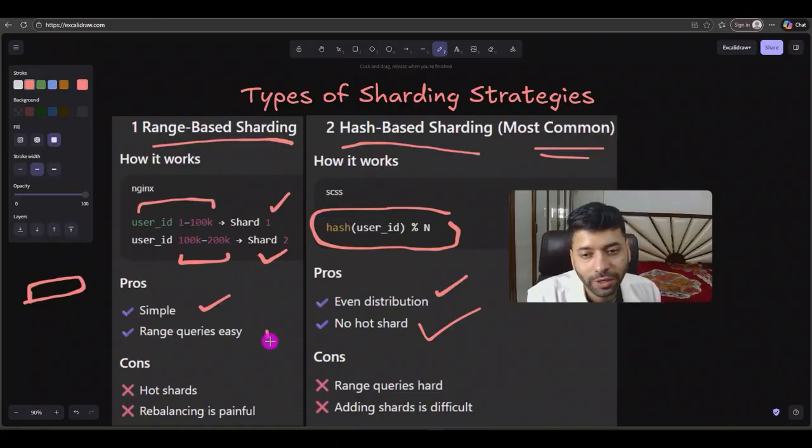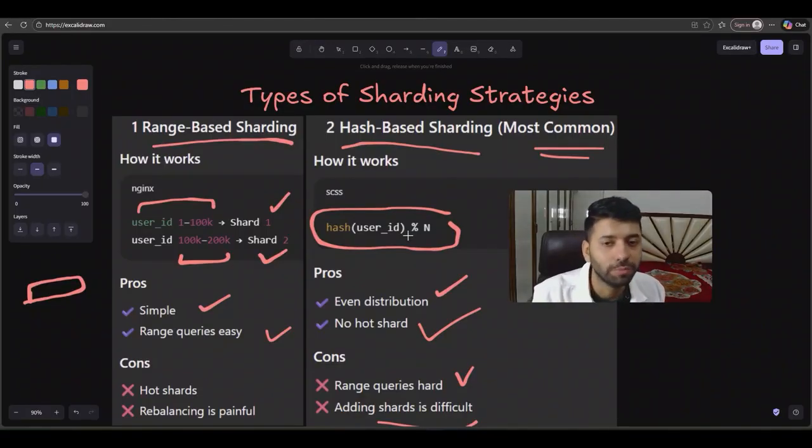But of course, range queries were easy in the first one because it was range based. Here it would be a bit difficult for range queries. And if you use a simple function like this, where you are just doing the modulus on the number of shards, if you add a new shard then it will become difficult because all this calculation will change. So there will be a lot of changes happening based on that. But the best part of hash based sharding is that it is evenly distributed.